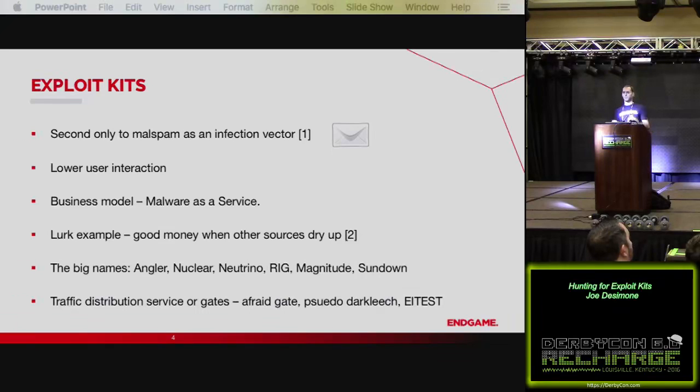So they're kind of jockeying for that top spot right now. And then another piece of the whole exploit kit puzzle are traffic distribution services, or gates. Basically, these are other groups of criminals. Sometimes it can be one and the same, but they go out and try to compromise as many websites as possible. And once they're compromised, they can inject iframes into those websites.